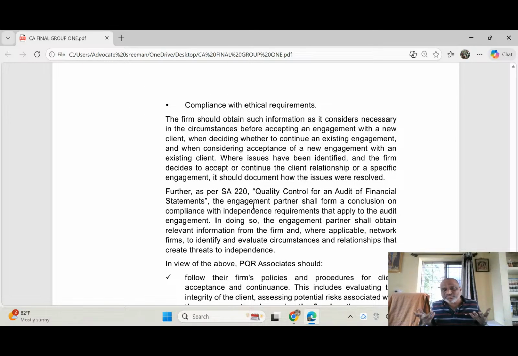The firm should obtain such information as it considers necessary in the circumstances before accepting an engagement with a new client, when deciding whether to continue an existing engagement, and when considering acceptance of a new engagement with an existing client. Where issues have been identified and the firm decides to accept or continue the client relationship or specific engagement, it should document it.